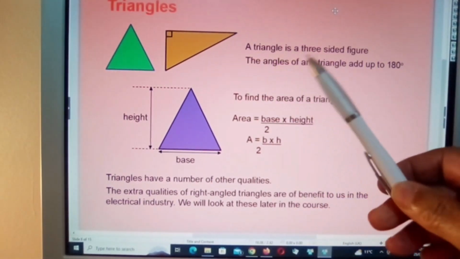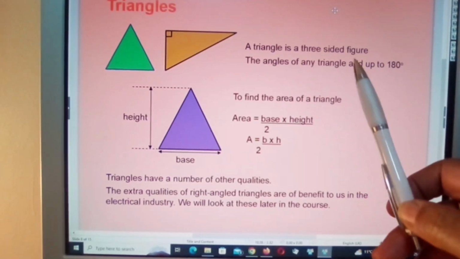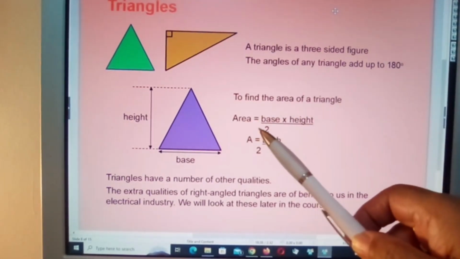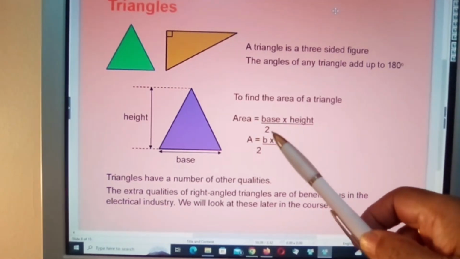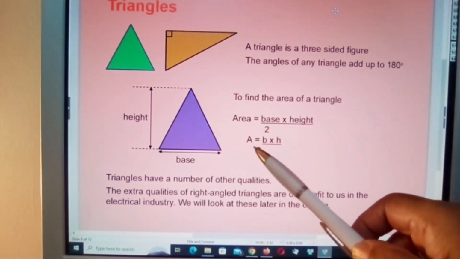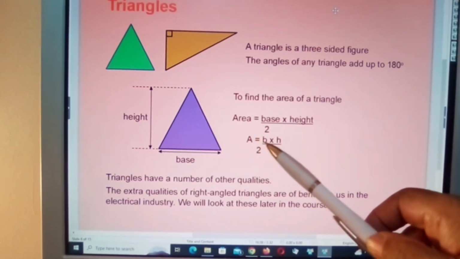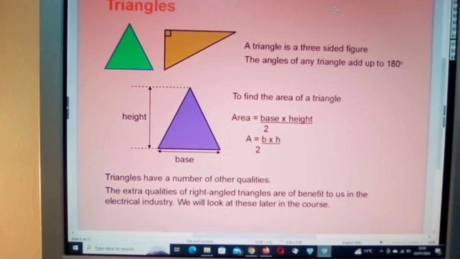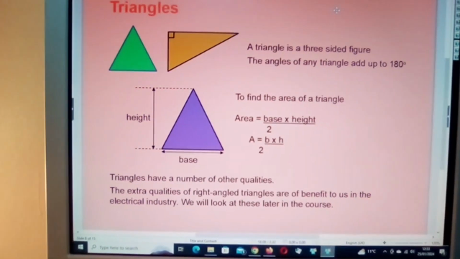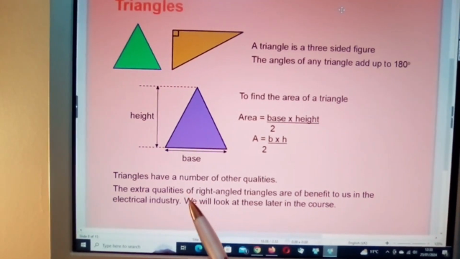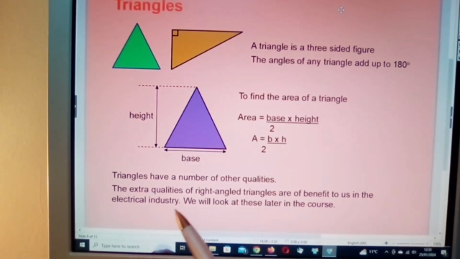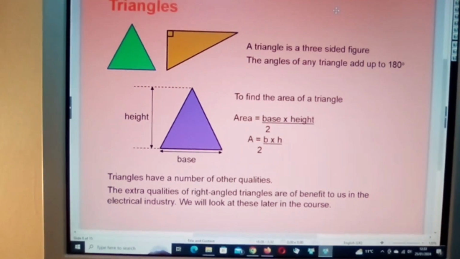A triangle is a three-sided figure. The angles of any triangle add up to 180. To find the area of a triangle, area equals base times height divided by 2. Triangles have a number of other qualities. The extra qualities of right angle triangles are of benefit to us in the electrical industry. We will look at this in a moment.